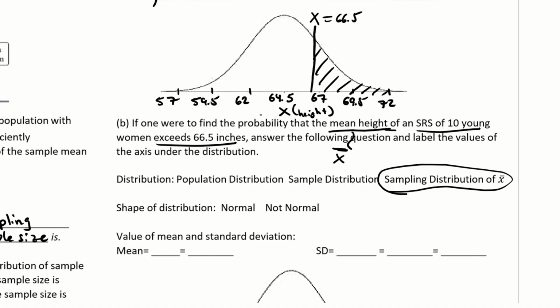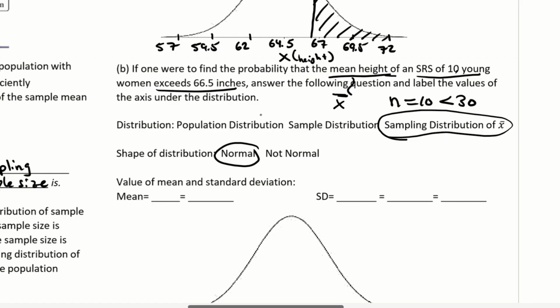Well, because the population is normal, the sampling distribution is guaranteed to be normal, even though the sample size is 10, which is less than 30, right? That's okay, because the original is normal, so even with a small sample size, it's still going to be normal. If the population were not normal, then we couldn't say this.